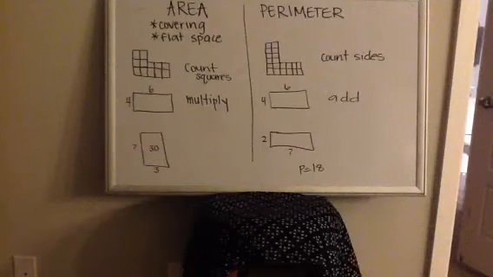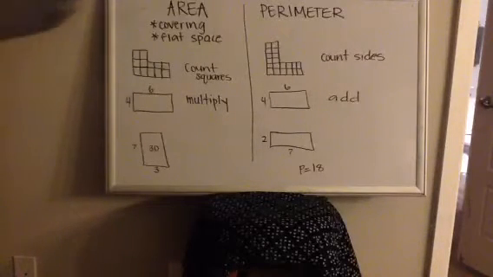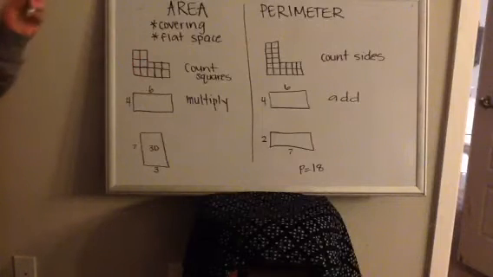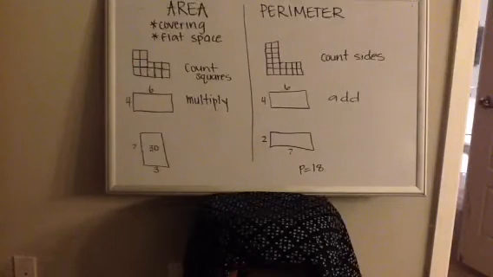Alright, in this video I'm just going to give you some quick reminders on area and perimeter, because what I'm noticing when I looked at your last week's tasks is sometimes we're getting area and perimeter mixed up. So I'm just going to give you a quick reminder of what they are and how you find them.